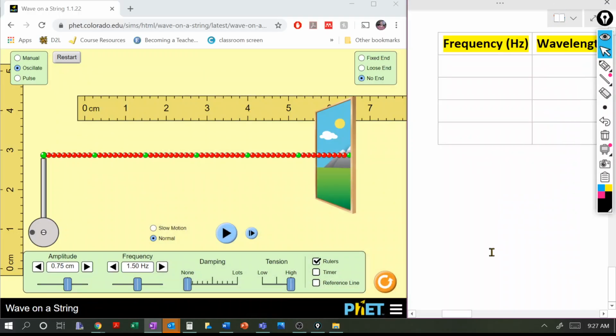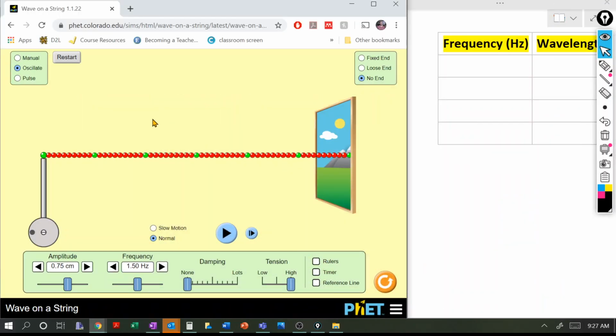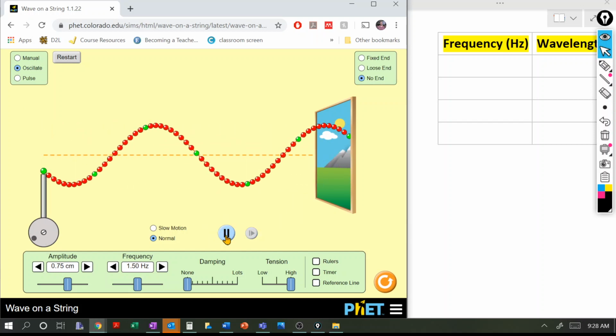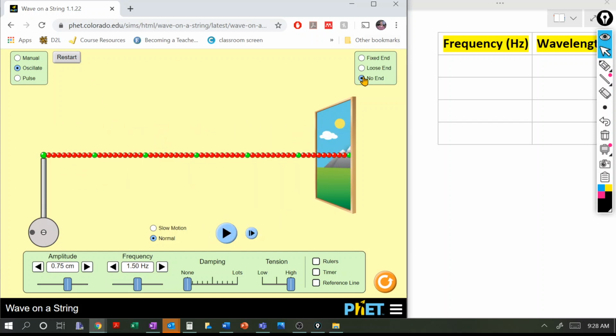Okay everyone, I'm going to run through some things on this lab and this simulation to help answer some questions I've been getting. First of all, here's how I have it set up. I've got it set to oscillate. I have it fixed to no end, and I turned my damping all the way down. I didn't change any of my other settings.